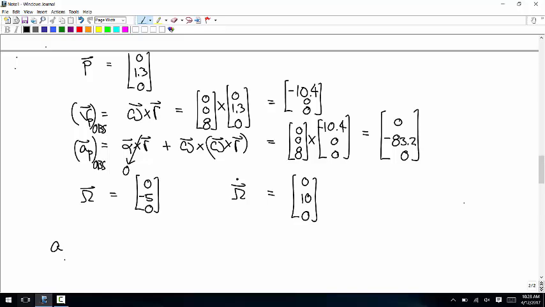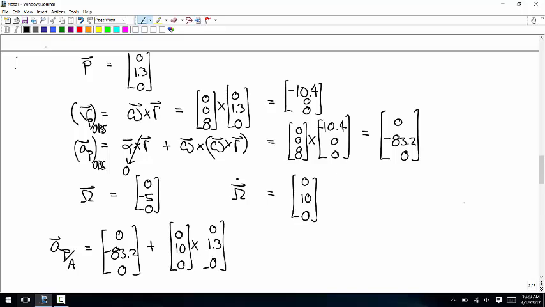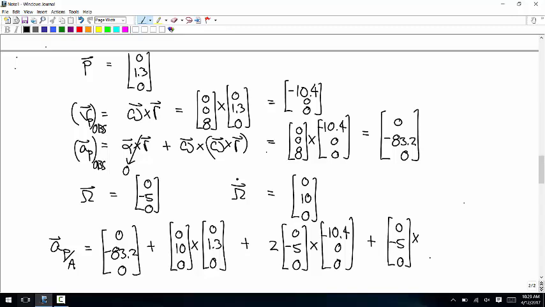So the acceleration of p relative to a is 0, negative 83.2, 0, plus 0, 10, 0, crossed with 0, 1.3, 0, plus 2 times 0, negative 5, 0, crossed with the observed velocity, negative 10.4, 0, 0, plus 0, negative 5, 0, cross quantity 0, negative 5, 0, cross p, that's 0, 1.3, 0.